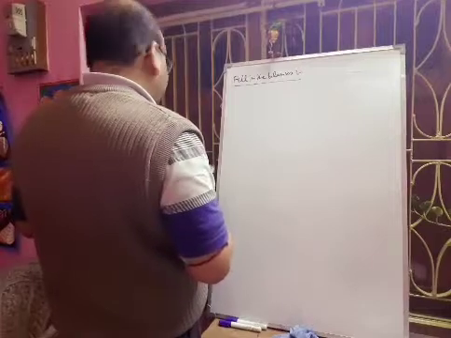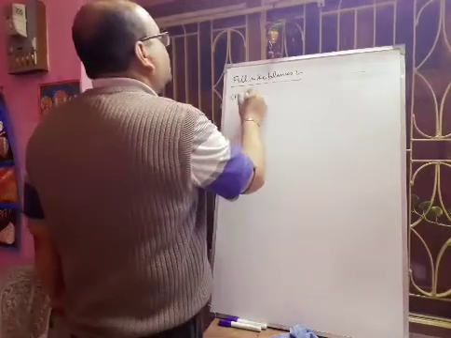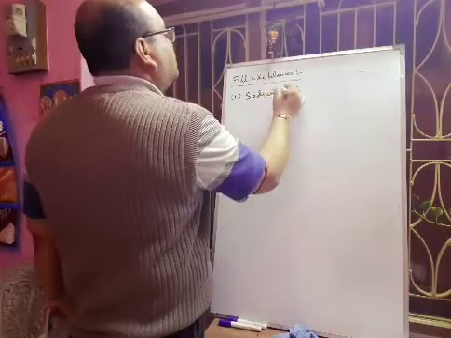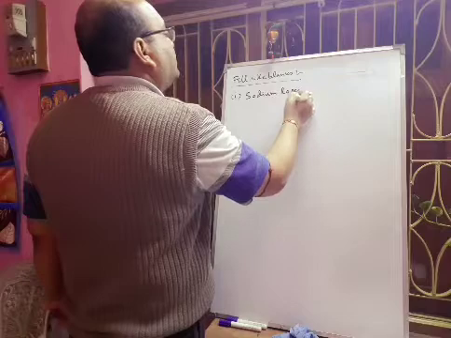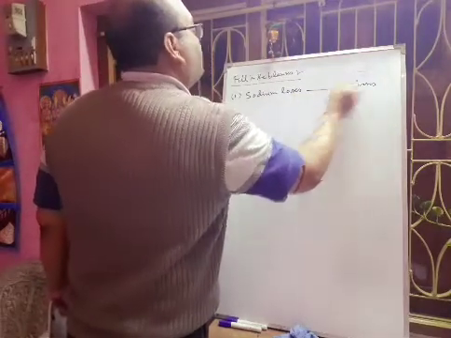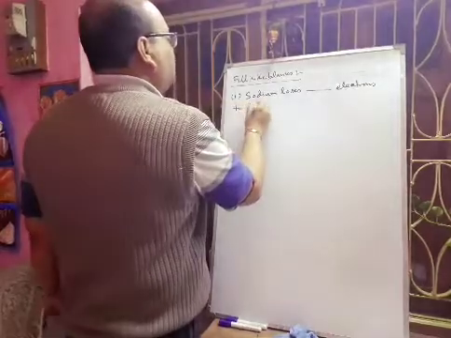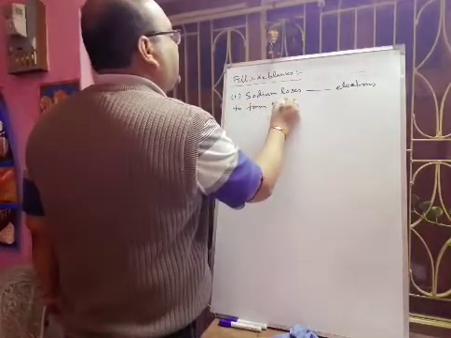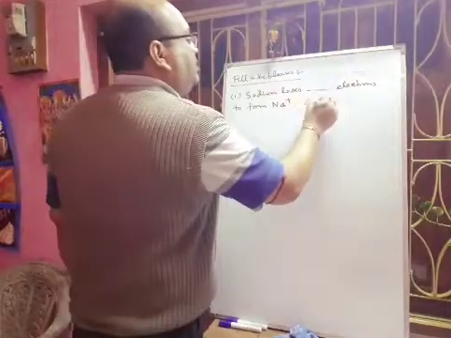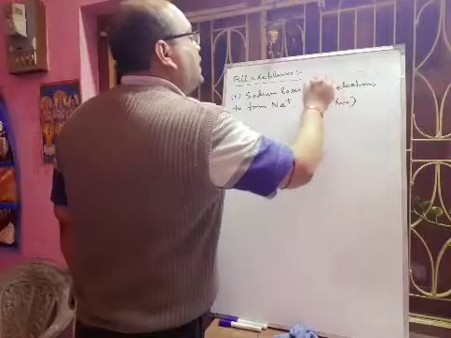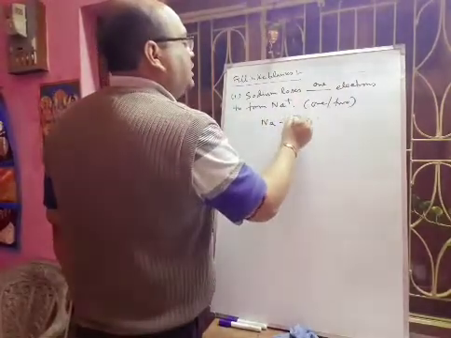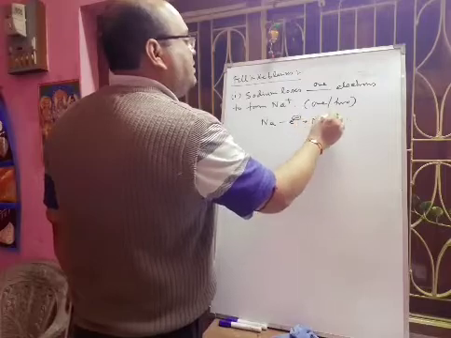First one is given: sodium loses dash electrons to form Na+. So here you have to write 1 electron. Option will be given 1 or 2. So here you have to write 1 electron. You know that if sodium loses 1 electron, it forms Na+. That is the basic identity.